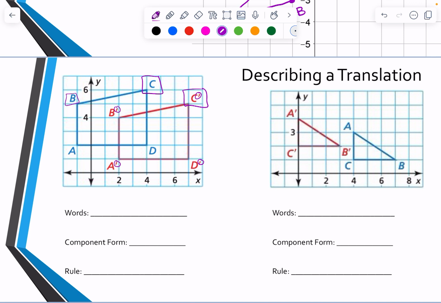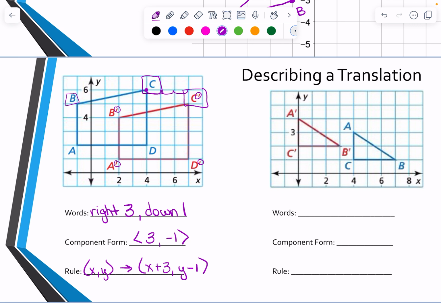So if I think of this from C to C prime, I would have to go 1, 2, 3 to the right and 1 down. So in words, that's how we describe it. We're going to move 3 to the right, down 1. Component form now, 3's a positive, down 1's a negative, so it's going to look like that. To write our rule, we're going to start off with x comma y. We're going to translate it to x plus 3, y minus 1.